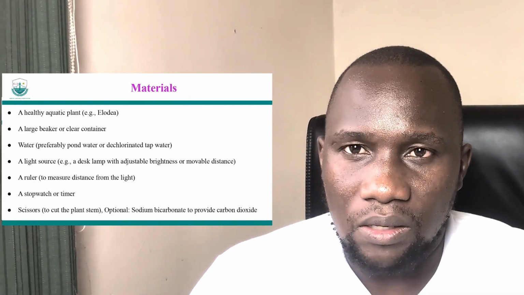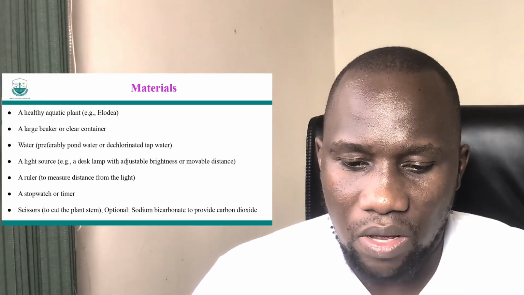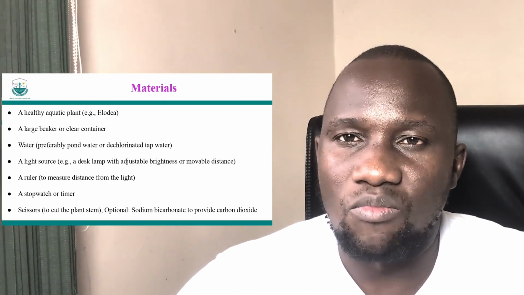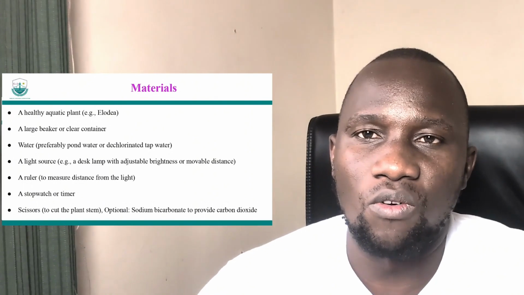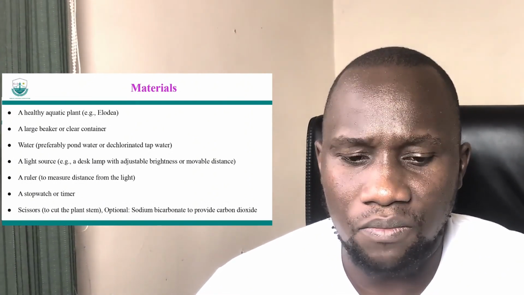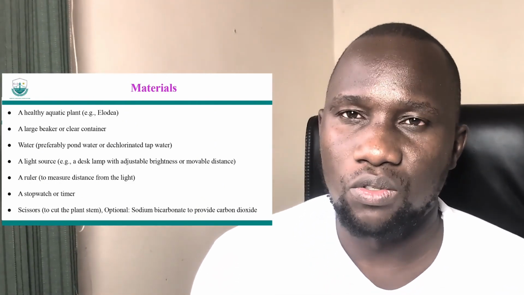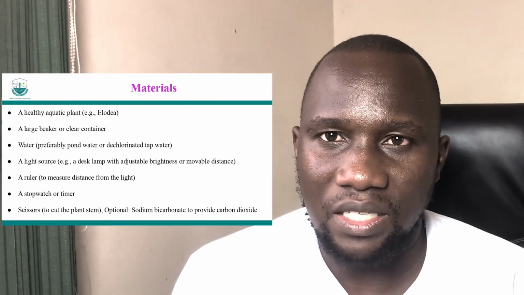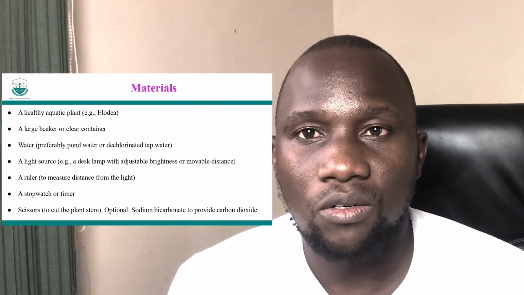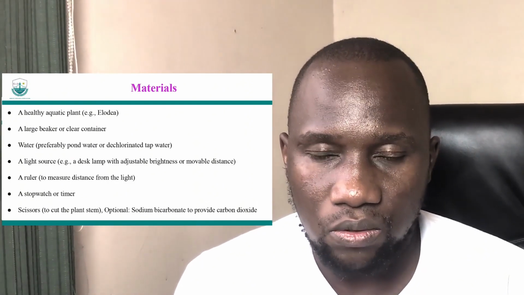Okay, and then you need a source of light. You can use, let us say, a desk lamp that you can adjust, that is movable, because when we move it, that is when we shall be able to adjust the light intensity. Okay, and then you need to have a ruler. You will need this ruler to determine the distance at which you're going to place this lamp. And then you need a stop clock or stopwatch to time. We'll see how to use that.